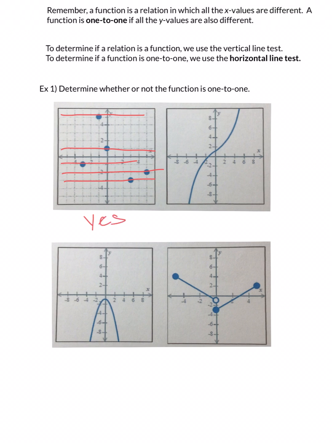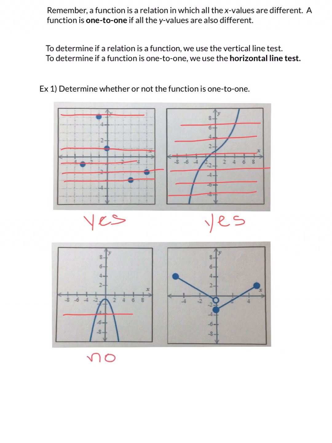On our second graph, using the same idea, if we draw horizontal lines, will every horizontal line that we draw cross the graph exactly one time? Yes. So is it one-to-one? Yes. On our third graph, all I have to do is draw that horizontal line, and I see that I have crossed it twice. So is this function one-to-one?